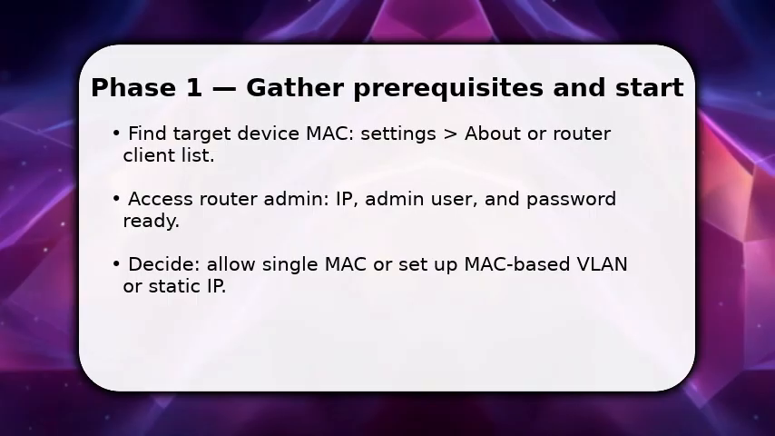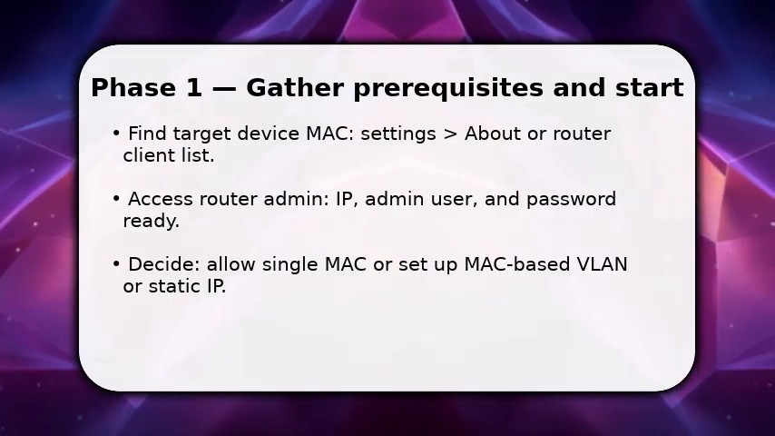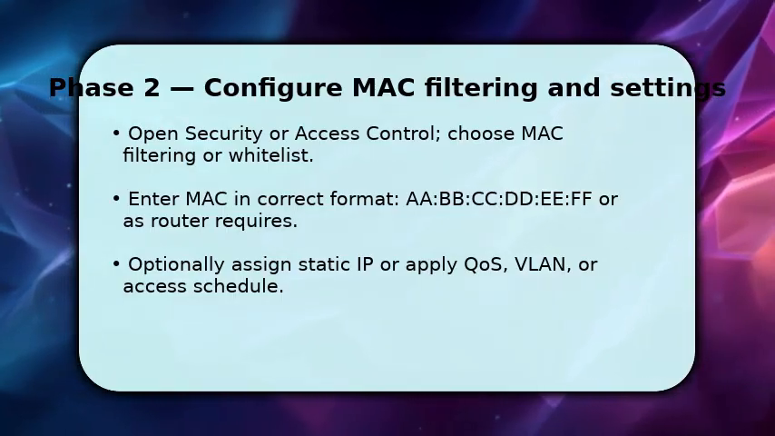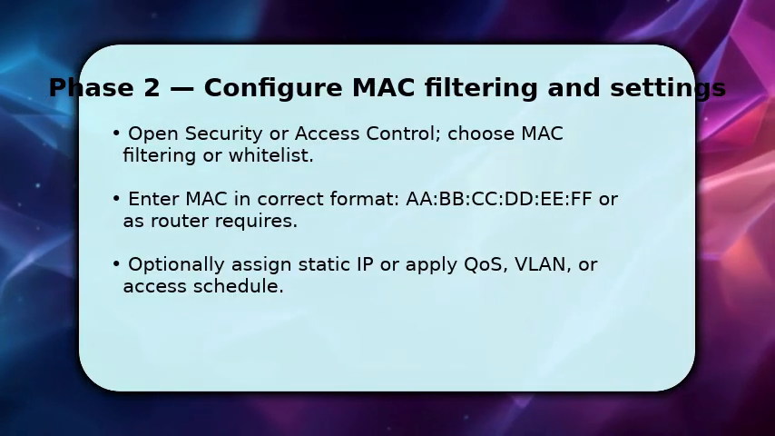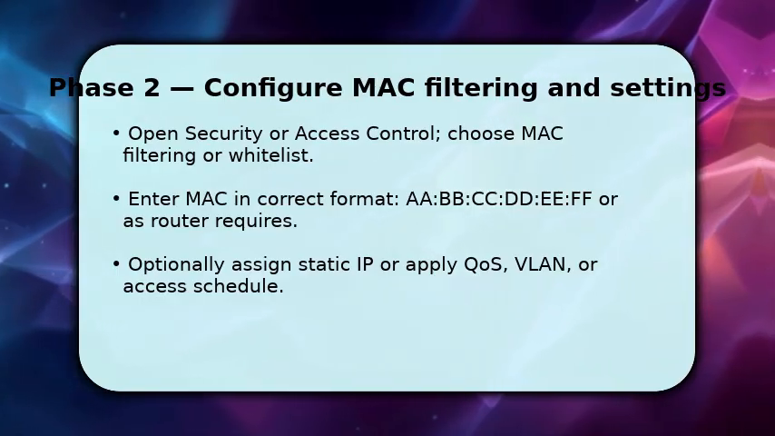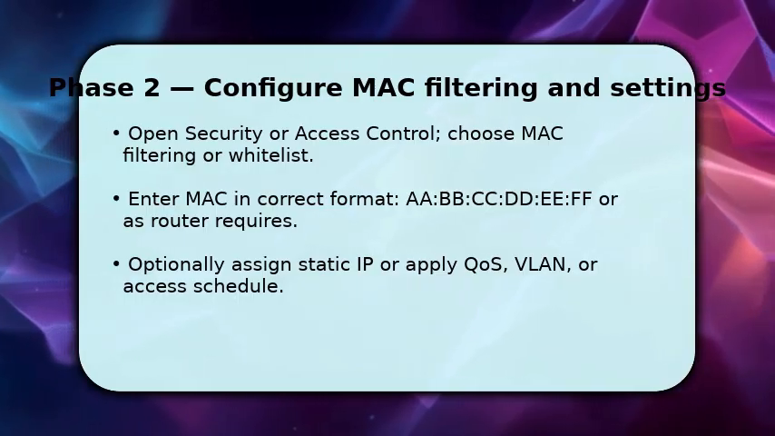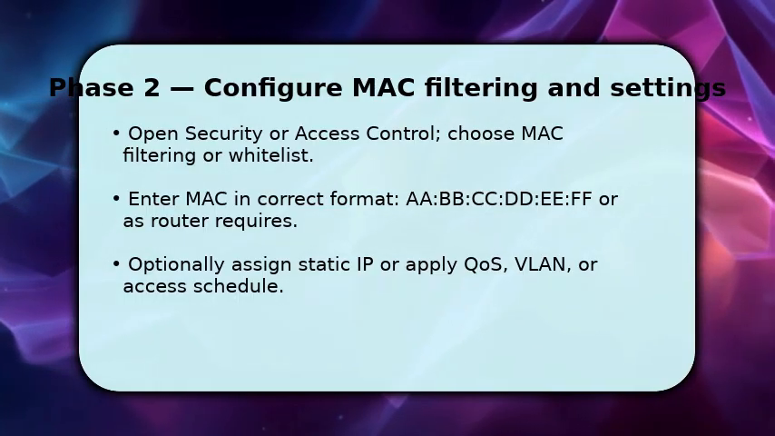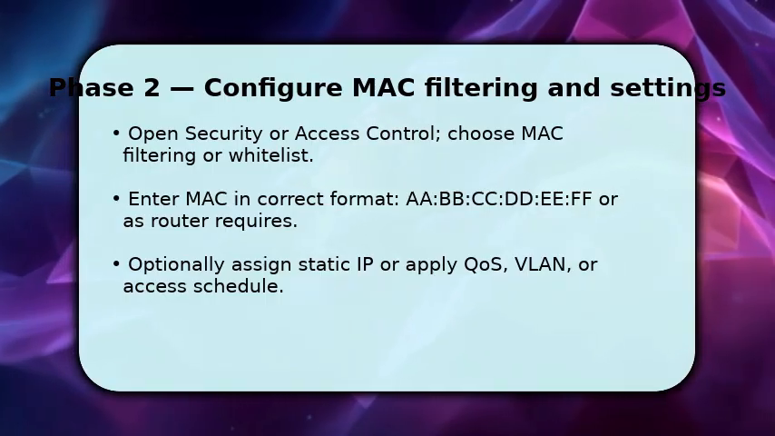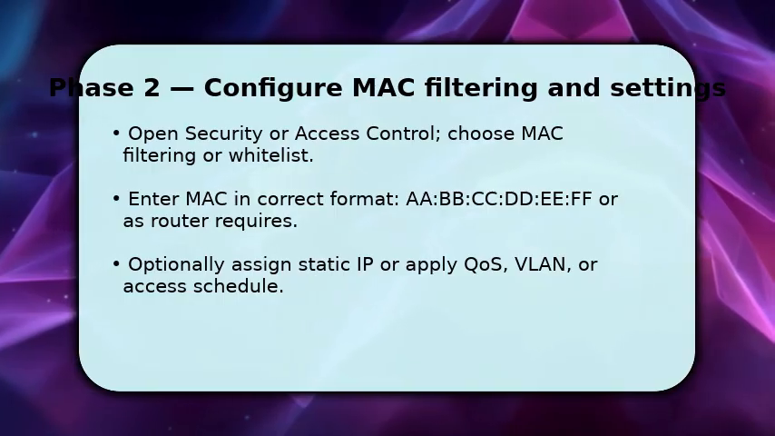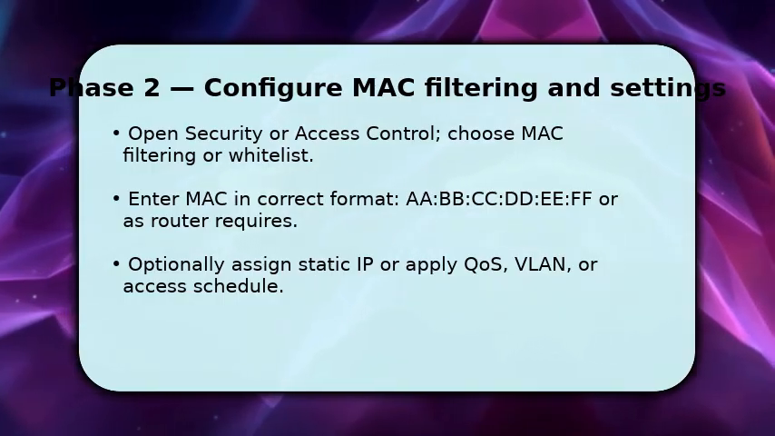Once done, navigate to the router's Security, Access Control, or MAC Filtering section and choose the Whitelist or Allow List option. This blocks all unregistered devices. Add the MAC in the exact format the router requires. Mismatches will fail. Make sure to pair the MAC entry with a static IP reservation or quality of service rule if you want consistent addressing or prioritized bandwidth.